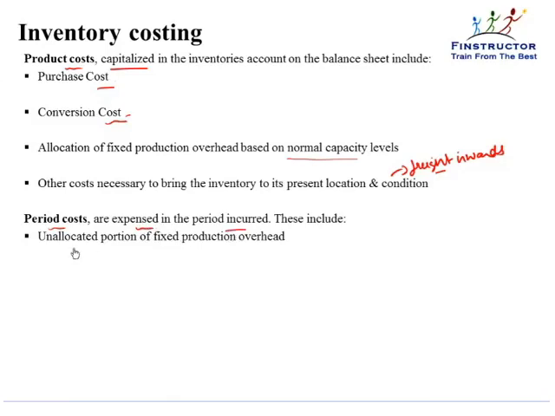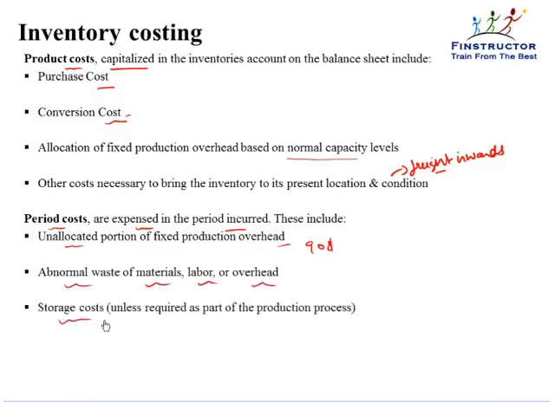These include the unallocated portion of the fixed production overhead, that is $90 in case of the second example we did earlier. Any abnormal waste of materials, labor, or overheads cannot be attributed to the inventory. Storage costs over and above the production process cannot be capitalized. So if they're required as a part of the production process, they'll be included in these other costs. Otherwise, they need to be expensed when incurred.